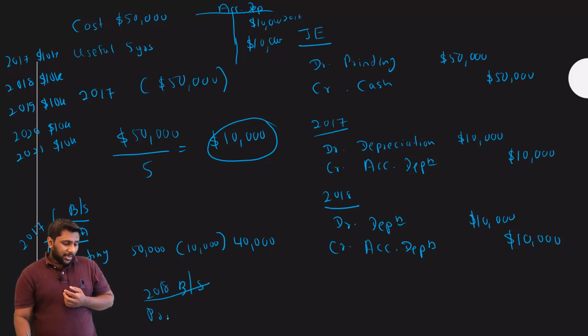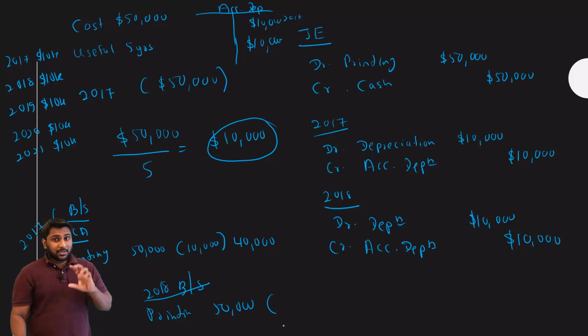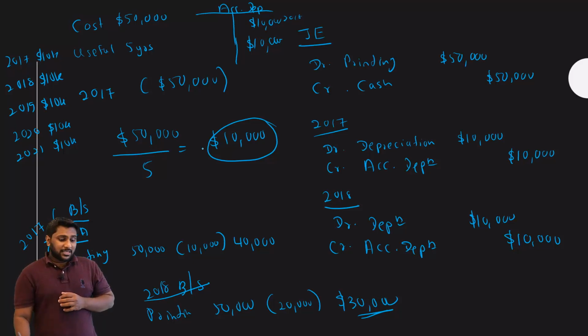So if I am preparing the balance sheet for the year 2018, an extract of a balance sheet for my printing machine, the value of the machine is how much? 50,000. Accumulated depreciation after 2 years: for the year 2017, 10,000; for the year 2018, 10,000. That means 20,000 depreciated, so 20,000 is the accumulated depreciation. So the balance will be how much? 30,000 US dollars. So this is the value of the asset end of the year 2018.